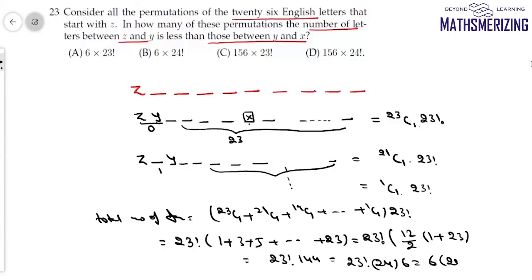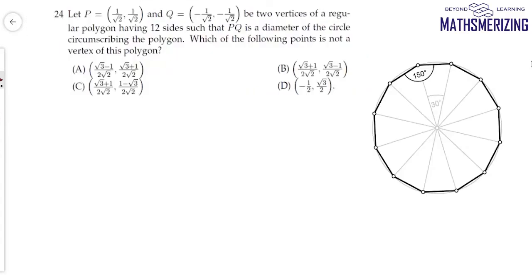So I'll write it as 6 into factorial 24, and that's your option number B. Now in question number 24 it says, let P and Q be two vertices of a regular polygon having 12 sides such that PQ is diameter of a circle circumscribing the polygon. So that means I have one point which is P, and this P is 1 by root 2 and 1 by root 2, and then we'll have this point Q which is minus 1 by root 2 and minus 1 by root 2.